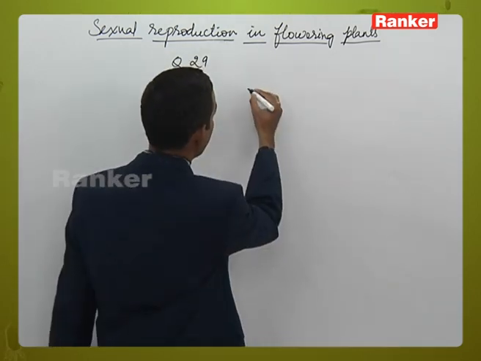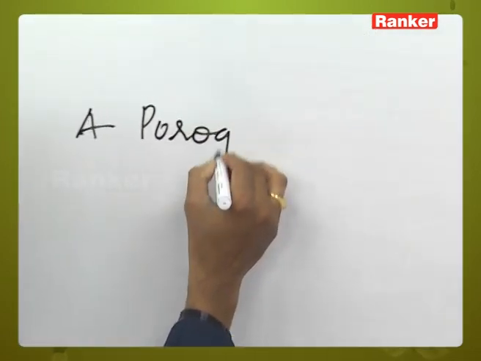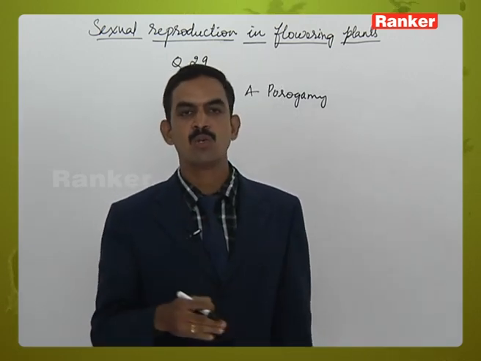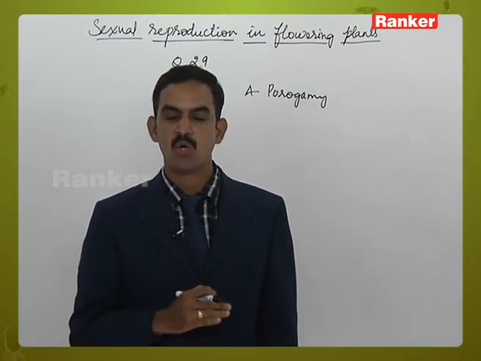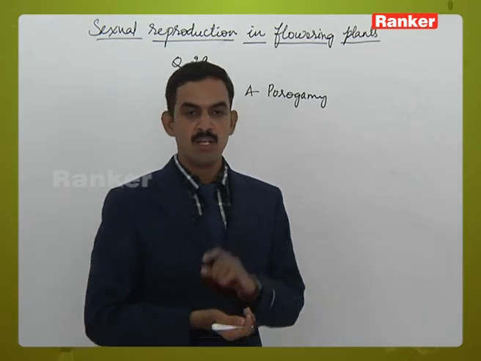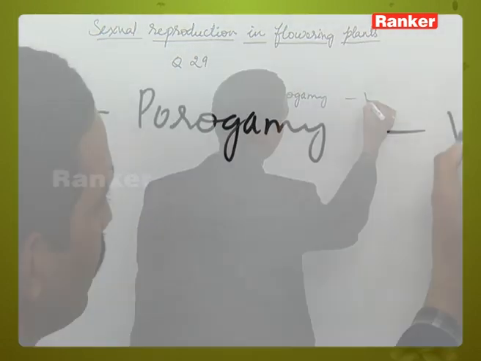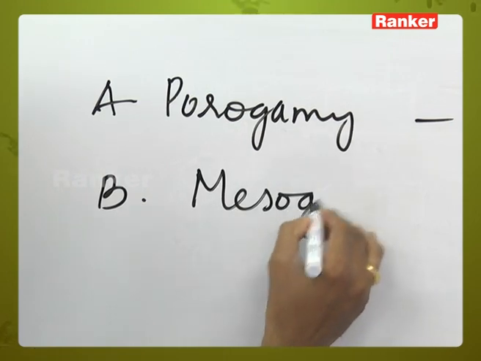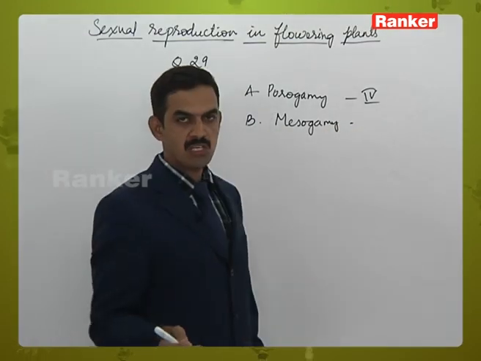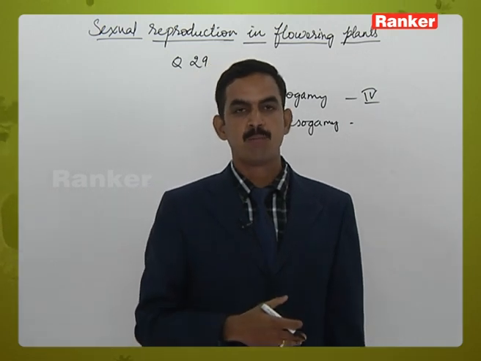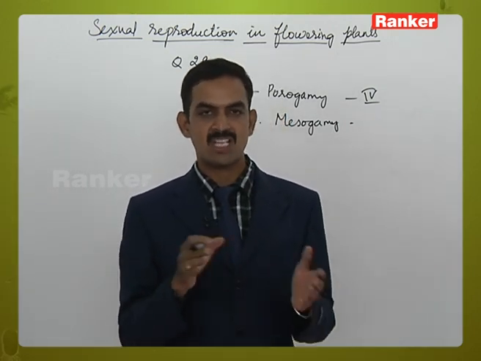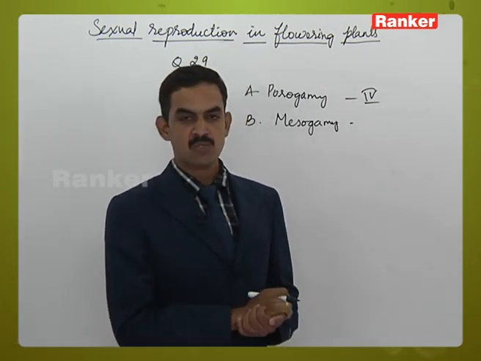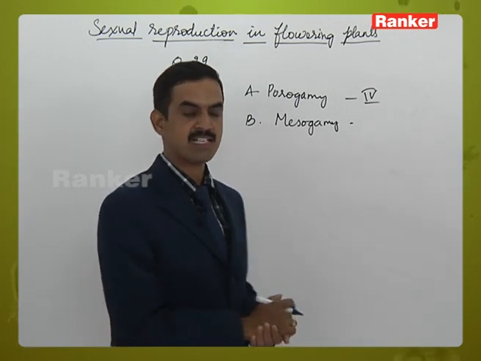Now let's come to the first one, A, porogamy. Porogamy means the entry of the pollen tube into the ovule through the micropyle region. In list 2, the fourth is micropyle, so that exactly suits porogamy. The second one is mesogamy. Mesogamy means the entry of the pollen tube into the ovule passing through either the funiculus, the stalk of the ovule, or the integuments. In list 2, integuments is present, so B is 1.